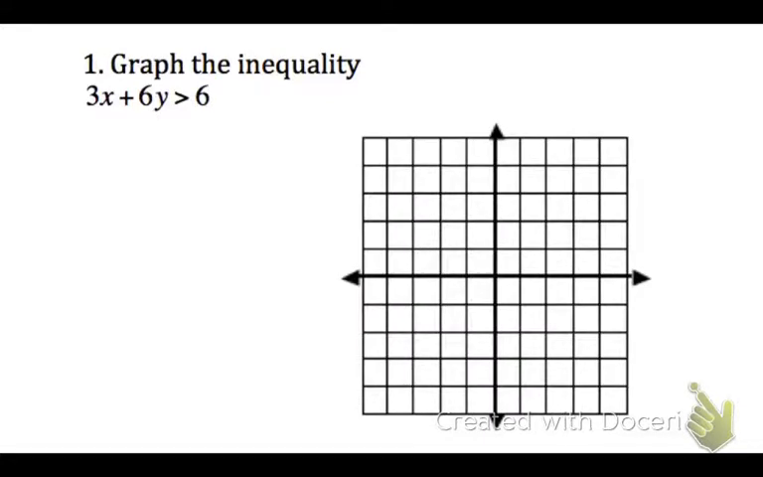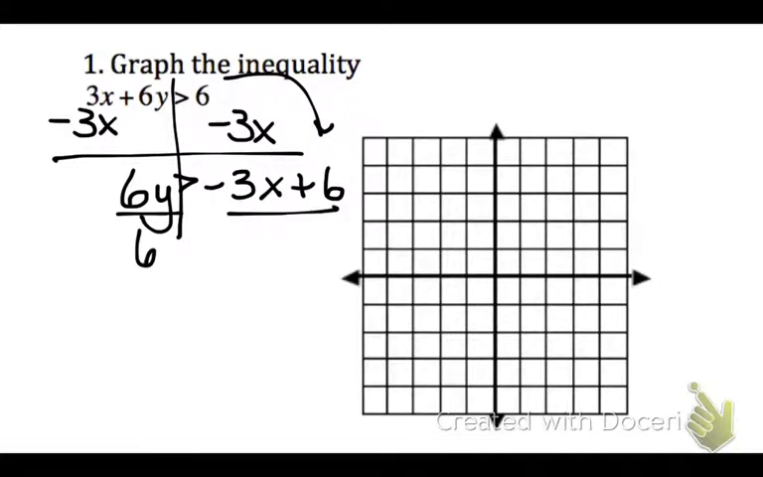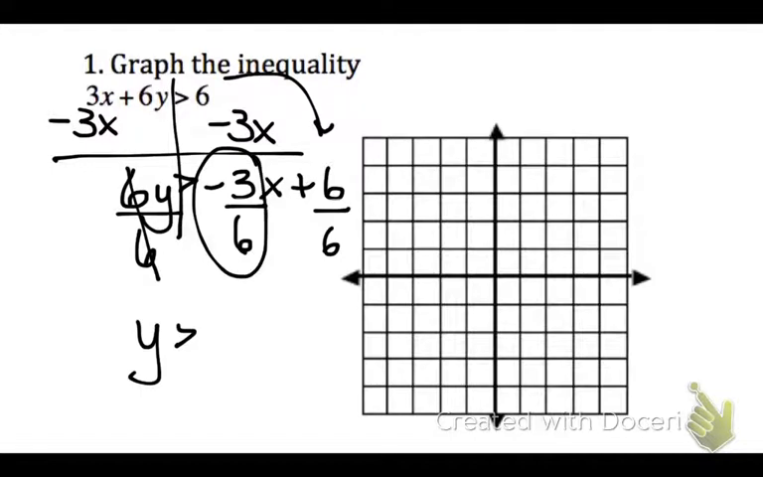So number 1, you'll notice that this is in standard form. So we can minus the 3x over. We get 6y is greater than negative 3x plus 6. Divide by 6's. And we get y is greater than, oh, I forgot, this year I wrote it like this. Divide by 6's. There we go. Negative 3 over 6 becomes negative 1/2, and 6 divided by 6 is 1.